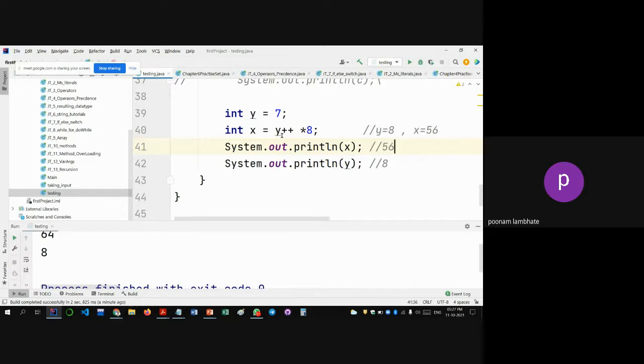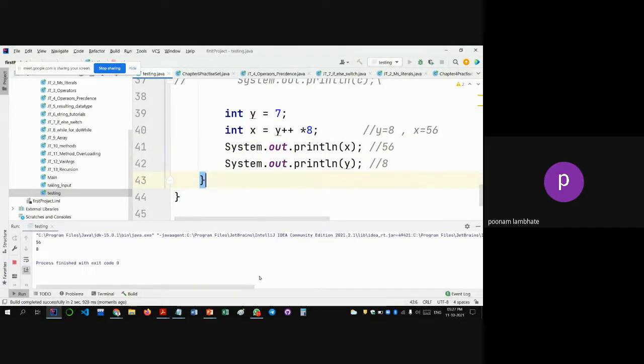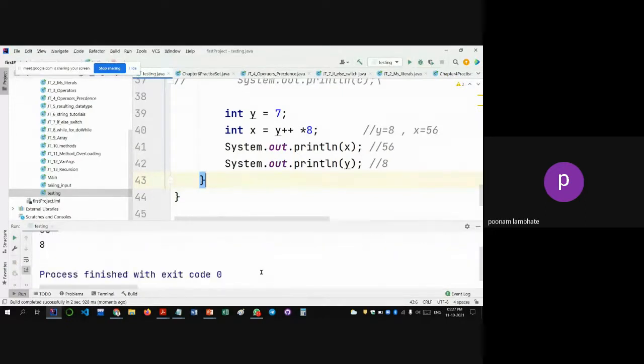Right? Am I right? Yes. Okay. Yes, sir. So as you can see, 56 and 8.